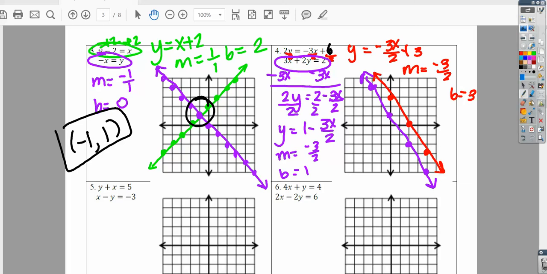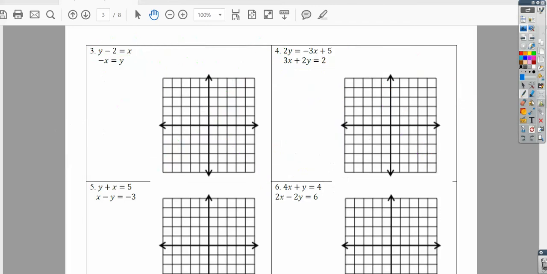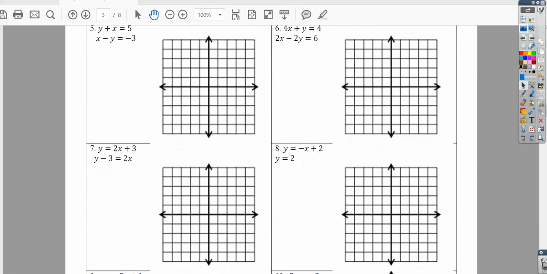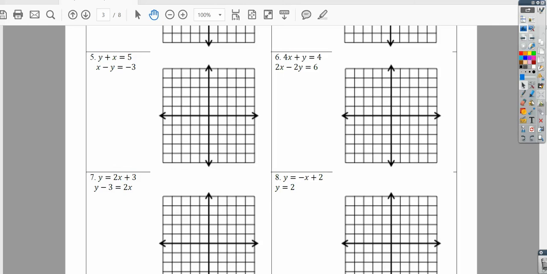So what do you notice about those two lines? Well, they never intersect. So because they never intersect, what's my solution? No solution. Okay. So I want you to go ahead and do numbers 5 and 6. And when you finish number 5 and number 6, you can be finished. So number 5 and number 6, and then you are done.